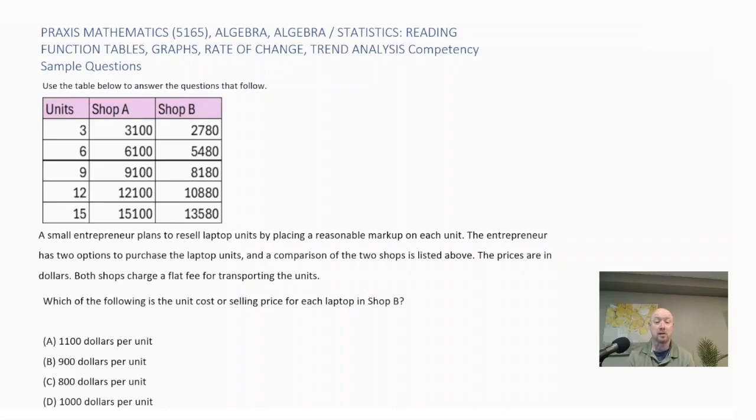Which of the following is the unit cost or selling price for each laptop in shop B? Is it A, $1,100 per unit, B, $900 per unit, C, $800 per unit, or D, $1,000 per unit?